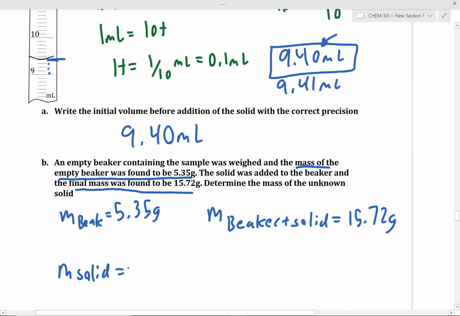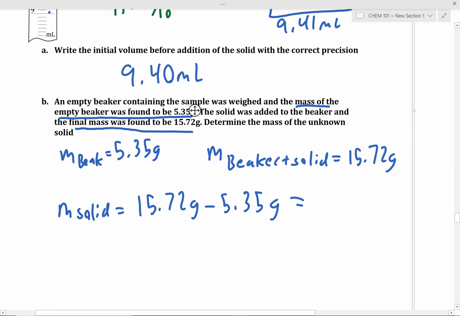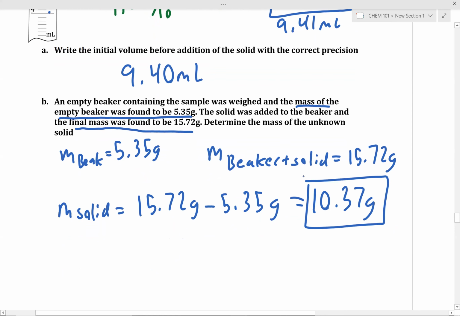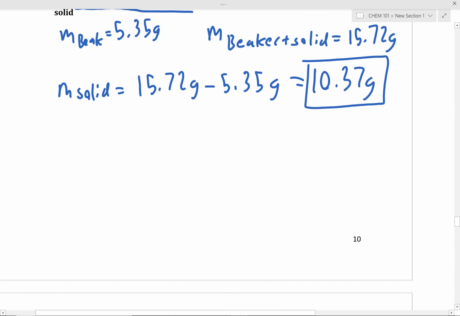Can we figure out the mass of the solid by difference? Yes, this is classic weighing by difference. So we take 15.72 grams minus 5.35 grams. And that in turn gives us, yep, exactly right, 10.37 grams. Again, remembering that you're retaining 2 decimal places in this case. Since it's subtraction, we care about what? Decimal places. Exactly. Okay, perfect. So we have the mass of the solid. We're good to go. We're just blazing through these questions.